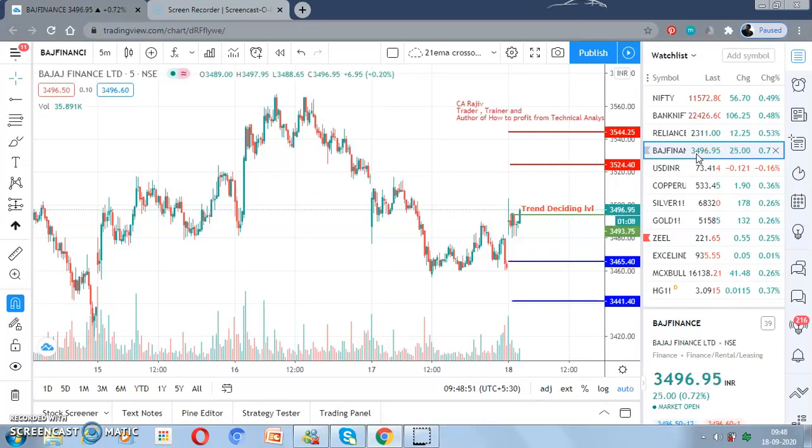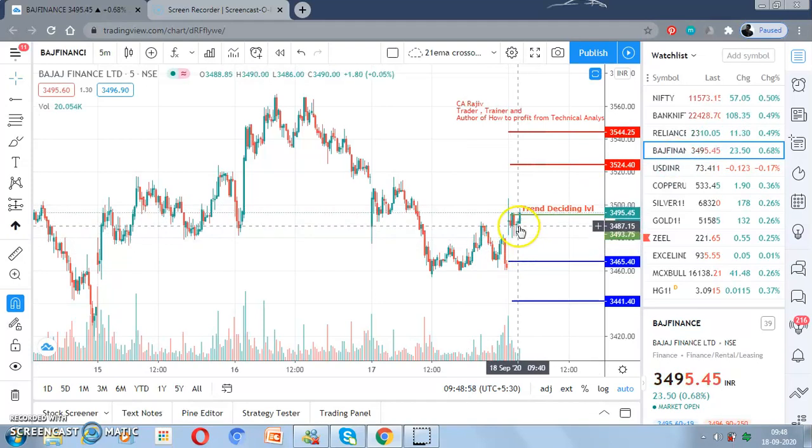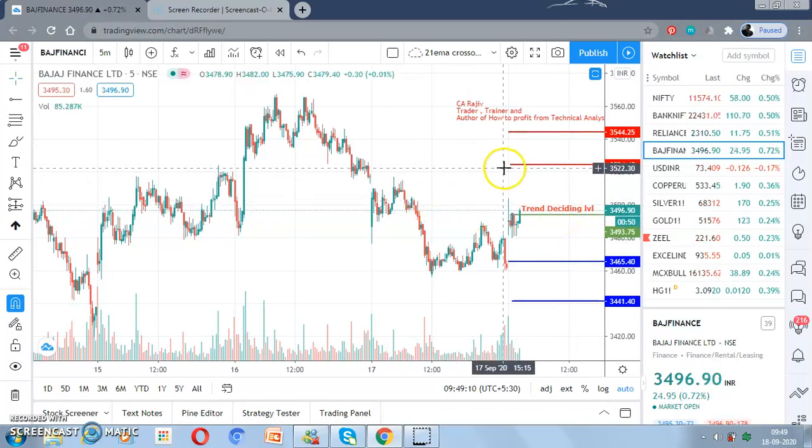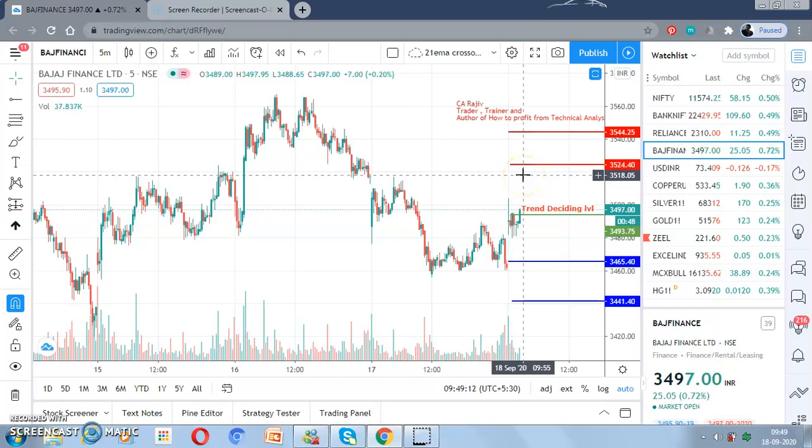Bajaj Finance, now we'll discuss about Bajaj Finance. As you can observe right now, in the last candle, in the last 5-7 minutes, the Bajaj Finance stock has broken above the trend deciding level, which was placed at 3495, and right now it is quoted at 3497.